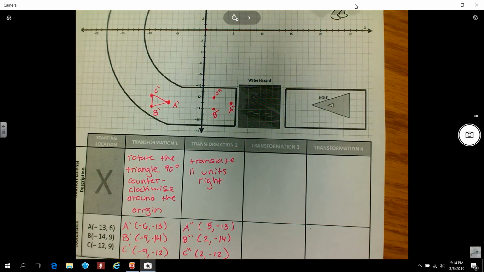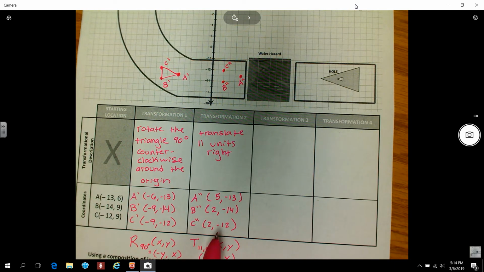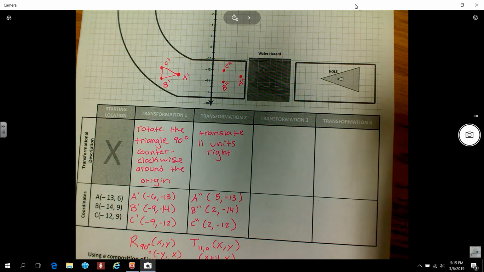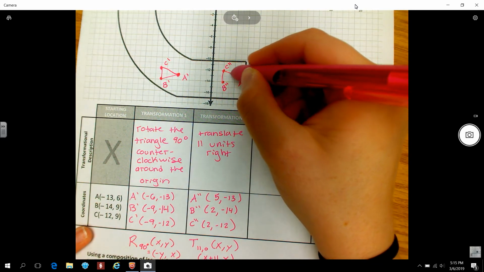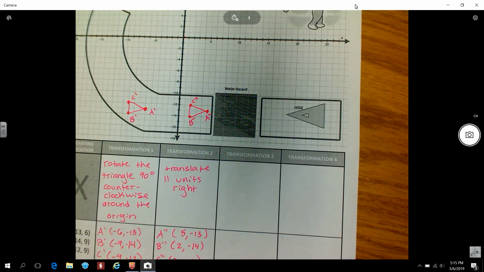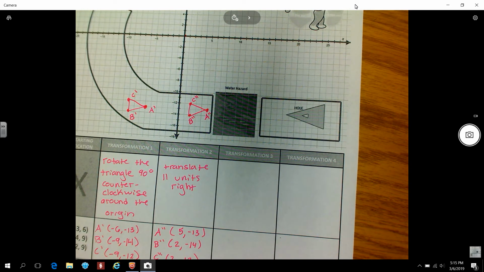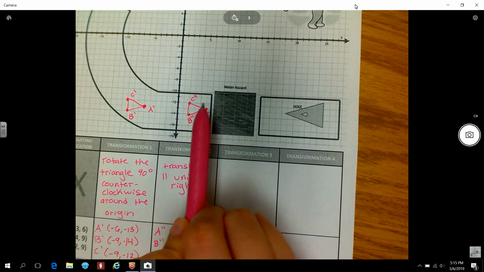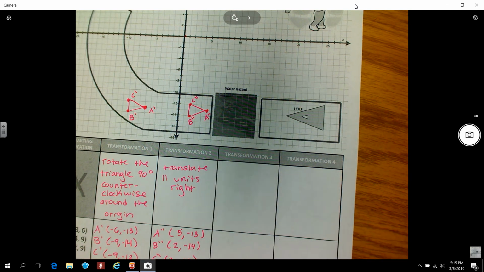And those should match the ones that I said down here as well, so you could double check that. Okay, so the second to last thing I want to do is jump over this water hazard. The only way to jump off of your page is to reflect over something. So I'm visualizing jumping off and landing over here.